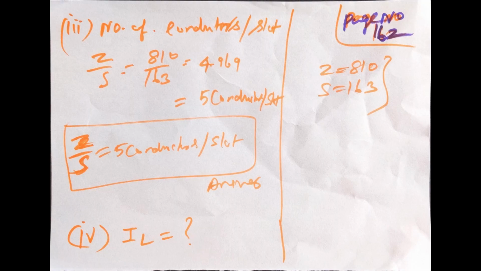Number of conductors per slot is equal to Z divided by S, which is 810 divided by 163. Z by S is equal to 4.969, approximately 5 conductors per slot. Number of conductors per slot is equal to 5. That is the answer.